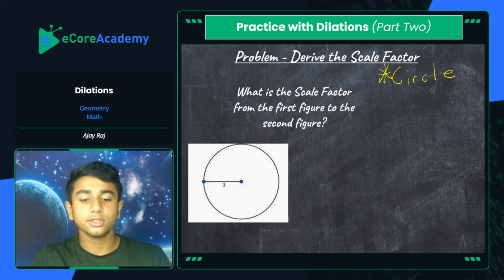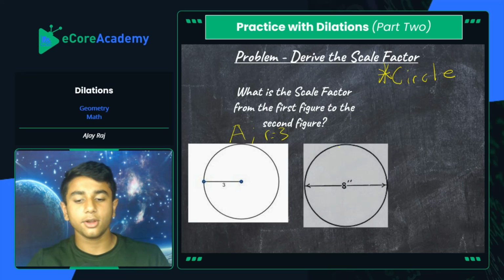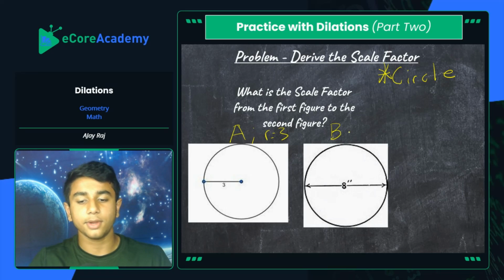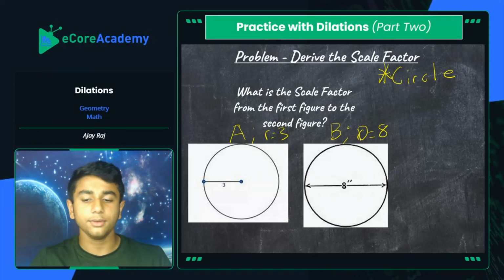So if we see here that this original circle, I'm going to label it circle A, has a radius of 3. So I'm going to write this here, r equals 3. And we see that circle B has a diameter of 8. We're going to divide the radius of circle A over the radius of circle B. Circle A has a radius of 3, and we need to calculate the radius of circle B. Since we're given the diameter is 8, which is the length across the entire circle, we're trying to find the radius, which is half of that.